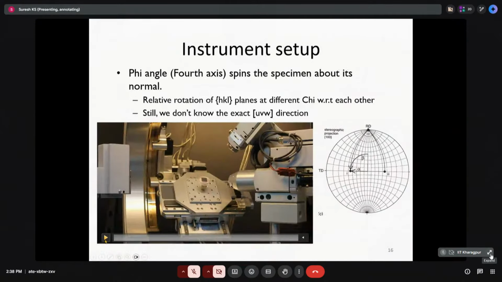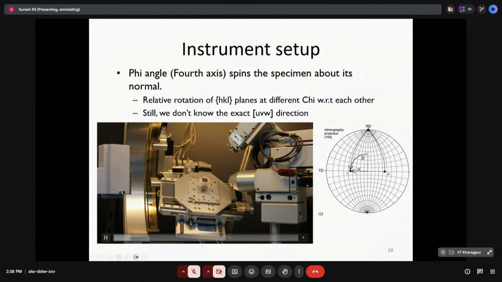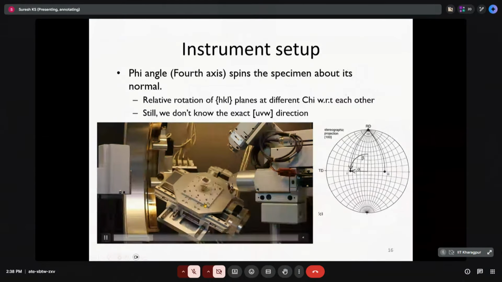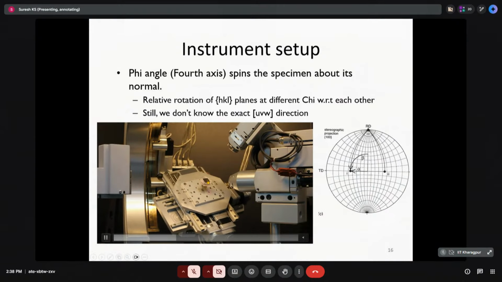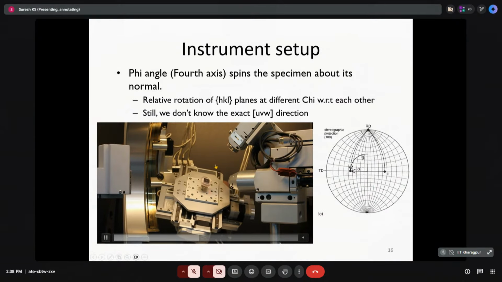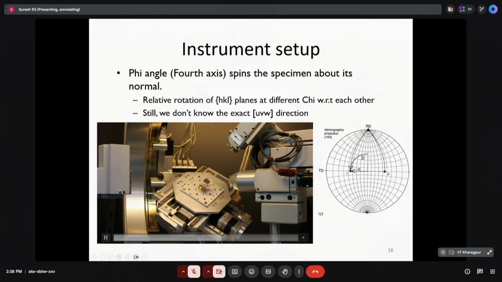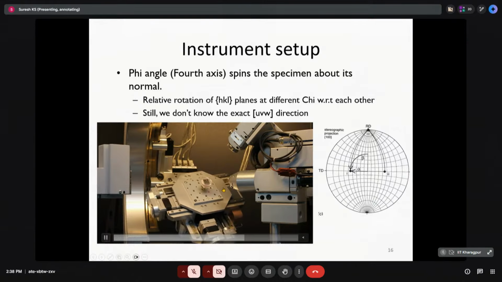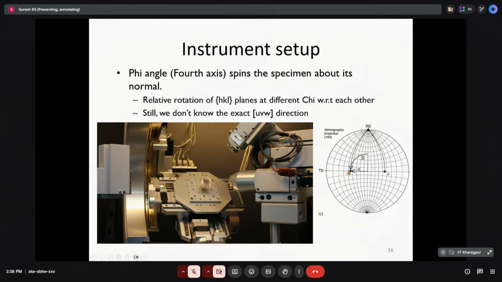Now the next one is the phi rotation. I kept the chi tilt at 45 degree to have a better view, and now the sample is being rotated from 0 to 360 degree about its surface normal. During this process, we are going to travel along the azimuthal angle in the stereographic projection. So for instance, if I keep a single crystal sample at a constant chi, how is this phi rotation going to give me the information?